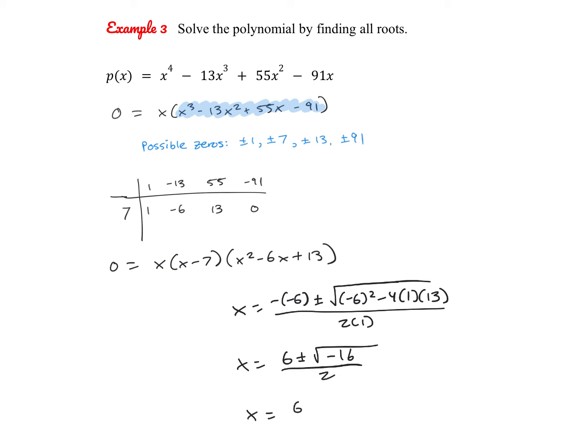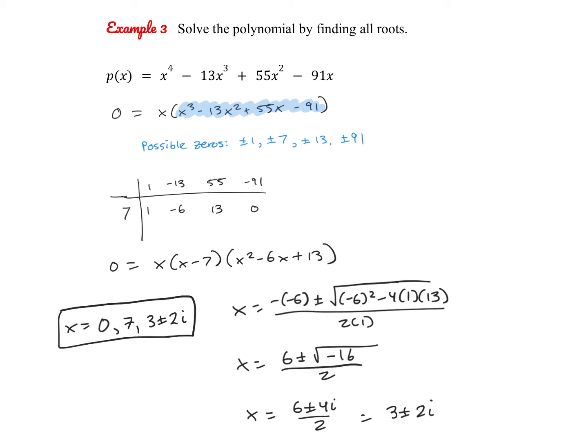So here x equals 6 plus or minus 4i over 2, which, since both of these terms are divisible by 2, we can rewrite as 3 plus or minus 2i. So again, looking at the degree of our polynomial, we should expect 4 answers. If you look here, we have 0 as one of our roots, positive 7, and then we have 3 plus or minus 2i. So 3 plus 2i is one of our roots, and 3 minus 2i is our other root. So we do have 4 zeros. 2 of them are real, 2 of them are imaginary.